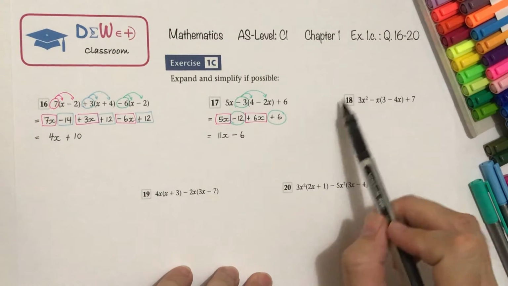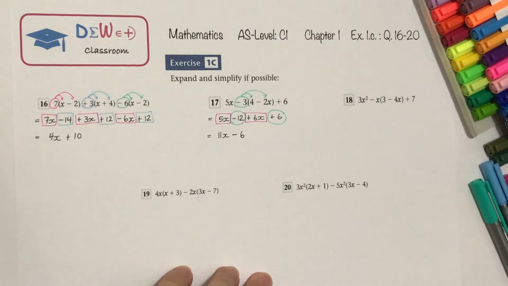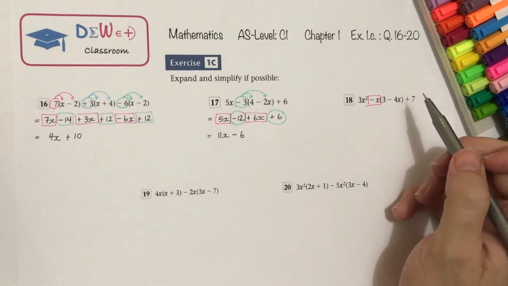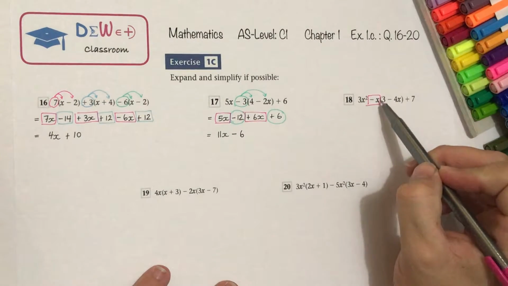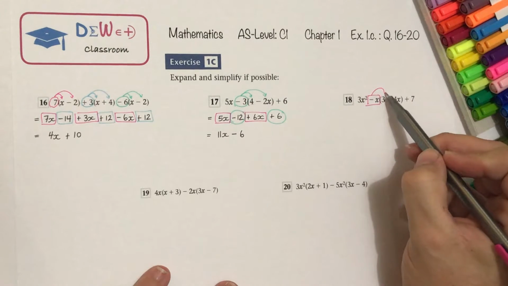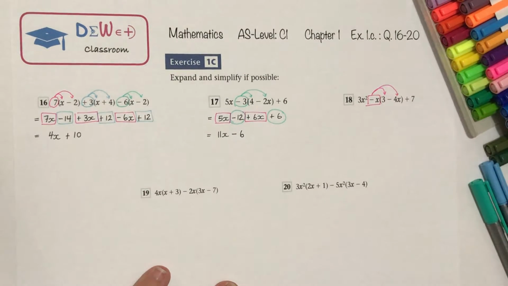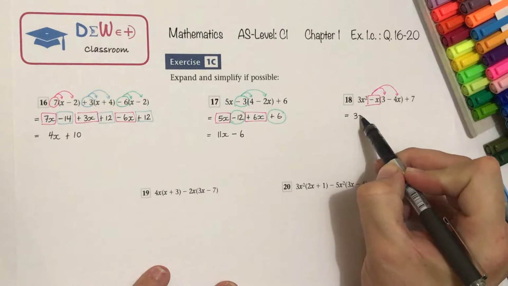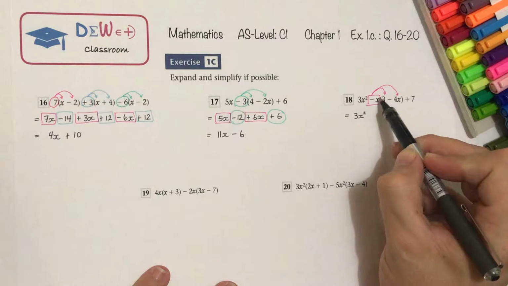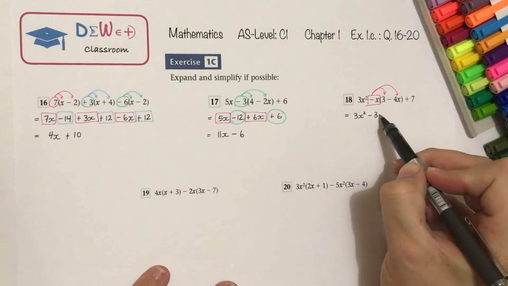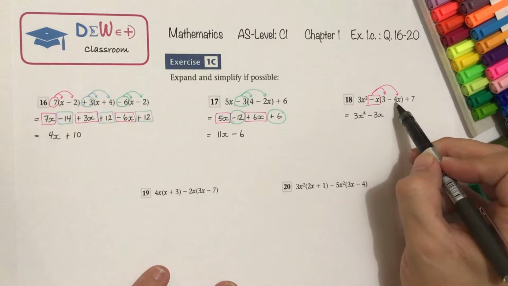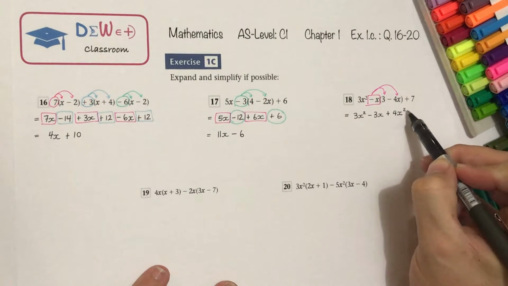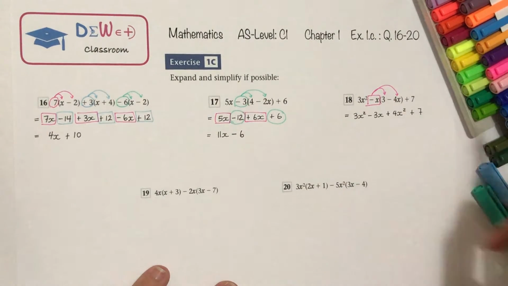When we move over to question number 18, 3x squared minus x. The minus x is the term outside of your bracket. And please always remember that the minus is part of that term. It gets multiplied into our bracket. We rewrite our expression for question number 18, which gives us 3x squared. Minus x times 3 is minus 3x. Minus x times minus 4x gives us plus 4x squared, and plus 7 outside of the bracket.